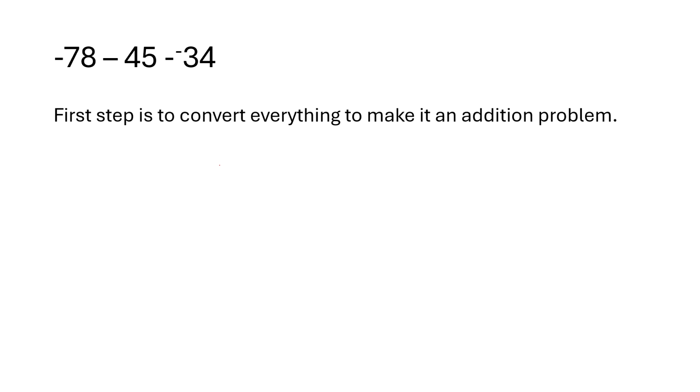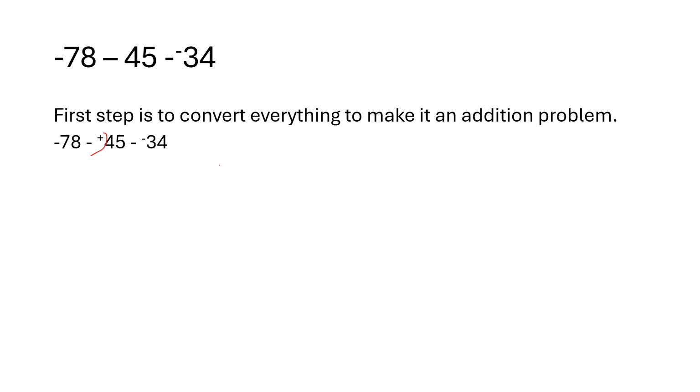In this math problem, we have negative 78 minus 45 minus a negative 34. First step is to convert everything and make it an addition problem. So negative 78 minus positive 45 minus negative 34. As you can see, the minus 45 is the same thing as saying minus positive 45.